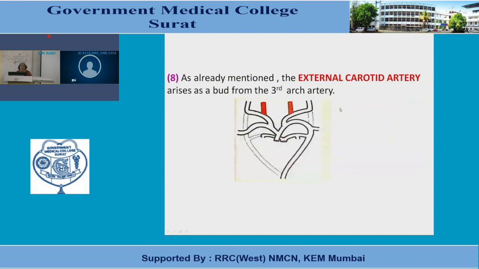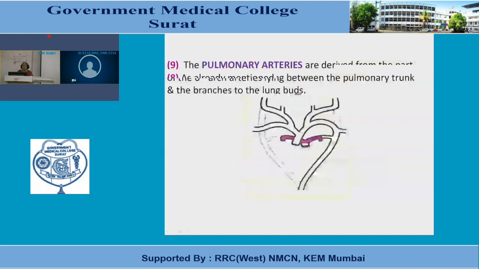Now, as already mentioned for the external carotid artery, visualizing here, this is the third arch artery, fourth arch artery and sixth arch artery, right? First, second and fifth arches disappear. I told you about the first representing the maxillary artery and the second representing the stapedial artery in the first two PPTs. So as already mentioned, the external carotid artery arises as a bud from the third arch artery. Visualizing clear? Now the pulmonary arteries.